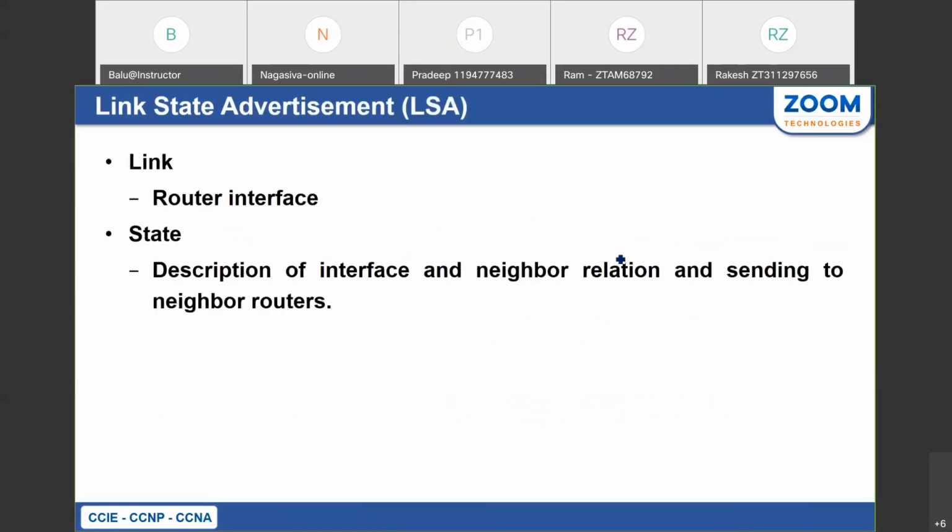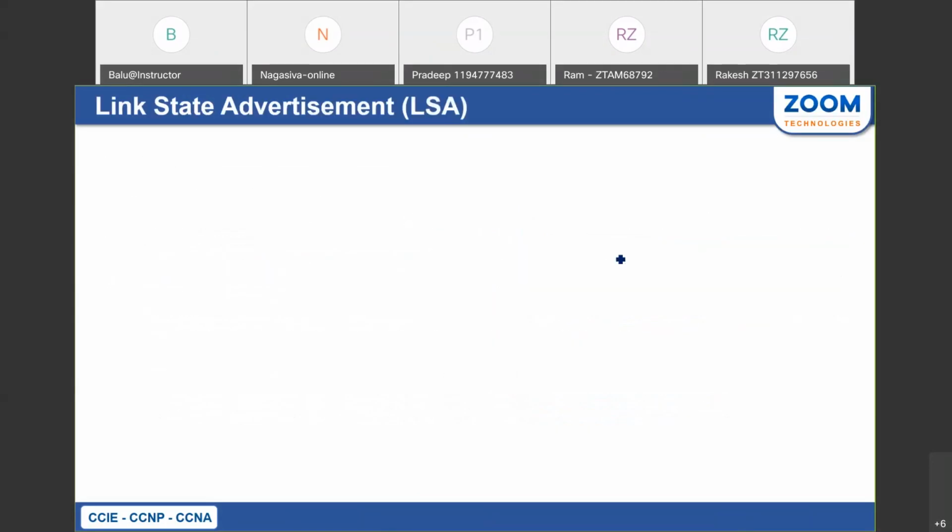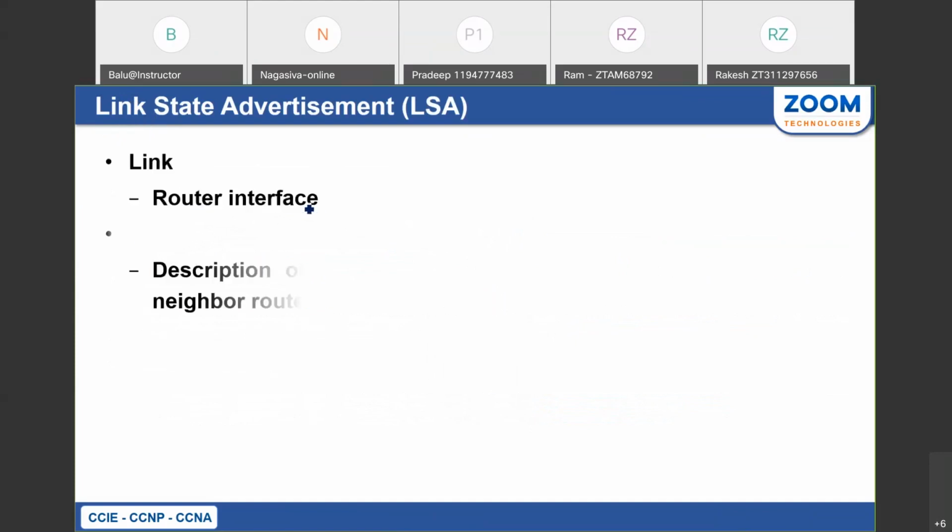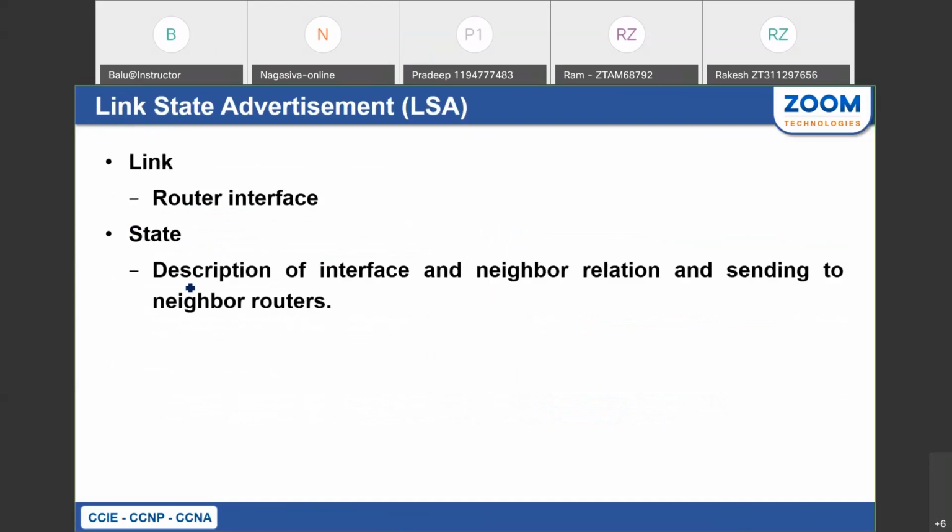Let me continue our terminology. Let's see. L means what, guys? We already discussed yesterday. Link is nothing but what? Router. S is state: description of interface and neighbor relation, sending to the neighbor router. Description of interface means the router interface state is up, down, an initial state, or a two-way state. What is the status of the information being sent to the neighbor router? Right?